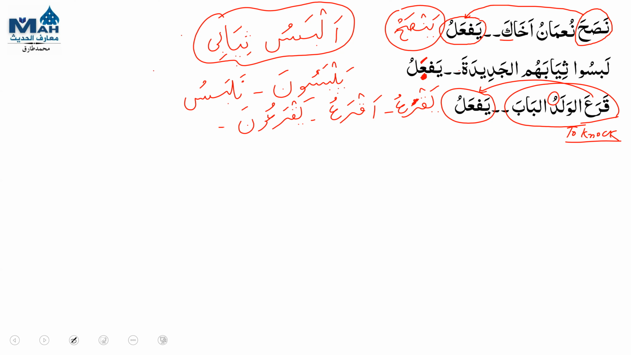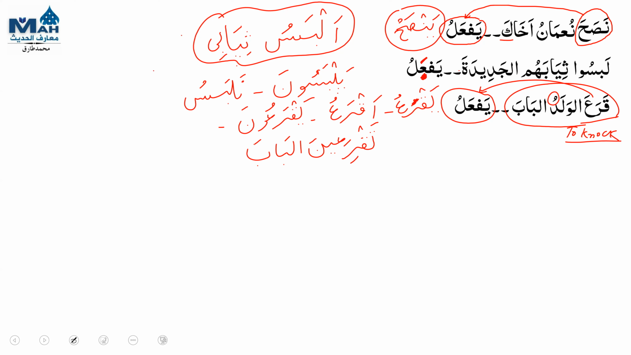You are knocking the door, feminine. It is the most difficult: taqra'in al baba. In all this chart, this feminine is the most difficult. Our tongue is not easily accepting it. So you feminine are knocking the door, or you will knock the door. Even you can say it like that.